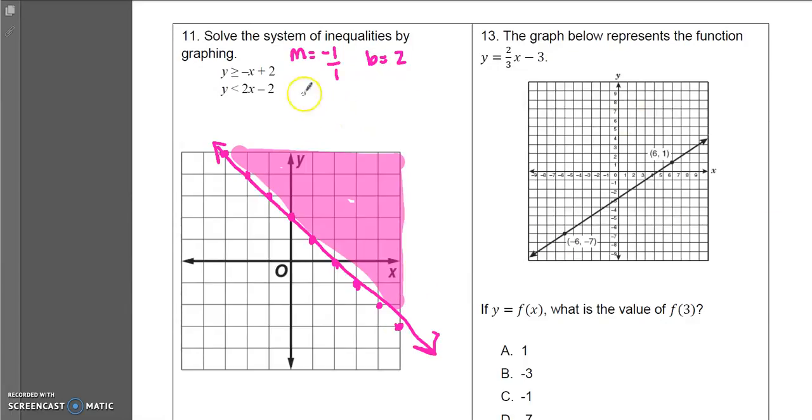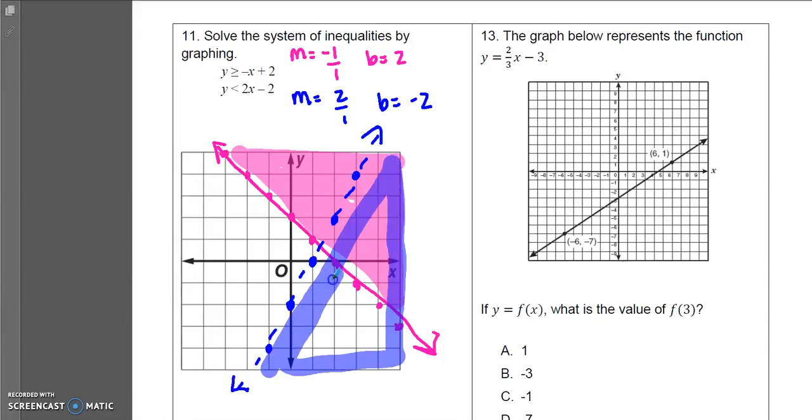The second problem, my slope is +2/1, and my y-intercept is -2. So I'm going to go down to -2, and then I'll go up 2 and over 1, up 2 and over 1, up 2 and over 1, or down the other way. Okay, the second inequality does not have an equal to, so I am connecting with a dashed line, not a solid line. And then I need to shade. It is a less than, so that means I am shading below my line. So all of this will get shaded in.